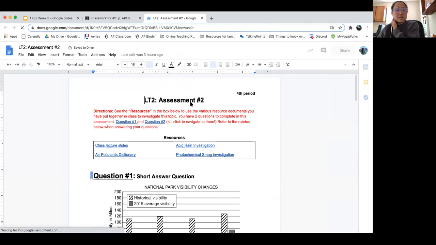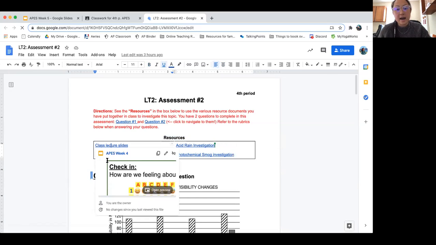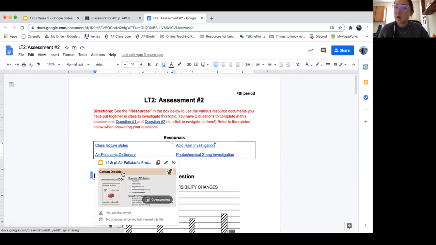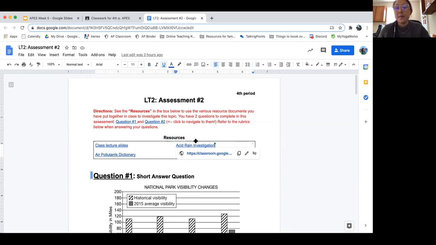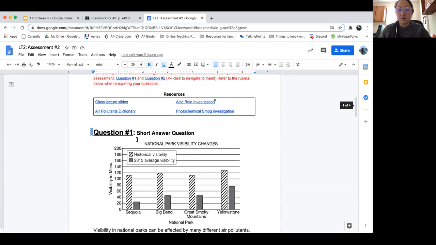It's long, but it's because it's full of instructions. In the directions, it says to use this resource box to look up anything you might need to know. And so of course I have the lecture slides from class. I have the air pollutants dictionary that y'all co-created in class one day. I have the acid rain investigation that y'all also worked on together in class last class, as well as the photochemical smog investigation y'all did for homework last class. So all of these are available to you right here via links. You can also click on question 1 and question 2, and it'll navigate you to the different questions.